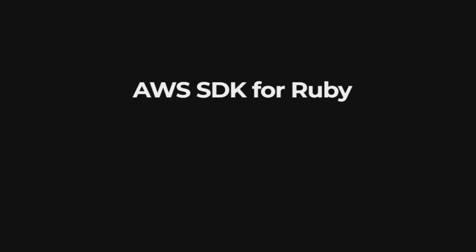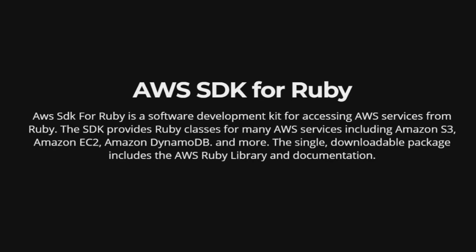AWS SDK for Ruby. AWS SDK for Ruby is a software development kit for accessing AWS services from Ruby. The SDK provides Ruby classes for many AWS services including Amazon S3, Amazon EC2, Amazon DynamoDB, and more. The single, downloadable package includes the AWS Ruby library and documentation.